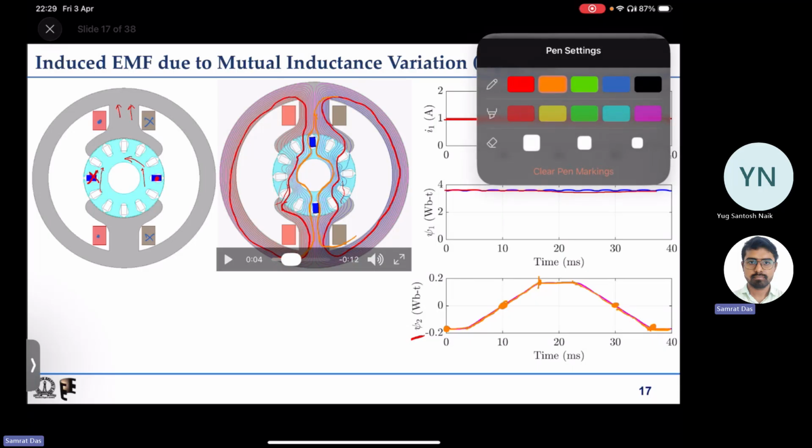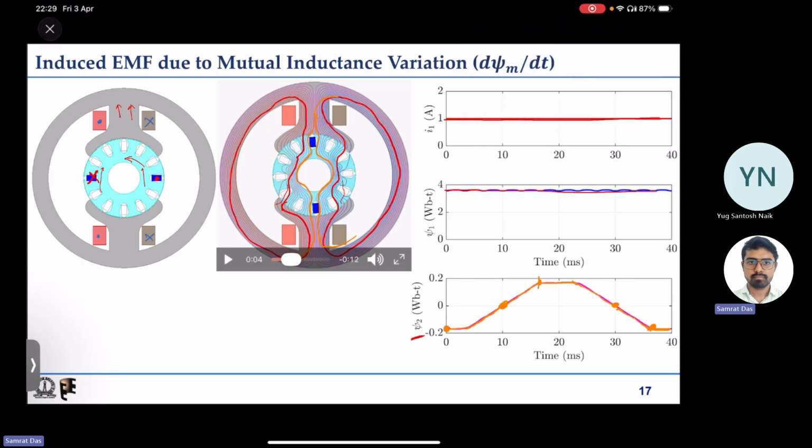Now if I try to plot the induced EMF, that is d psi 2 dt, what will that be? Say this is the zero line for the induced EMF. Between this point and this instant it is reasonably 0.